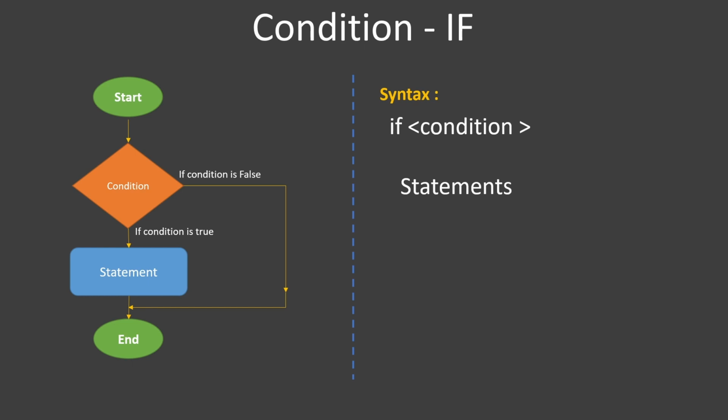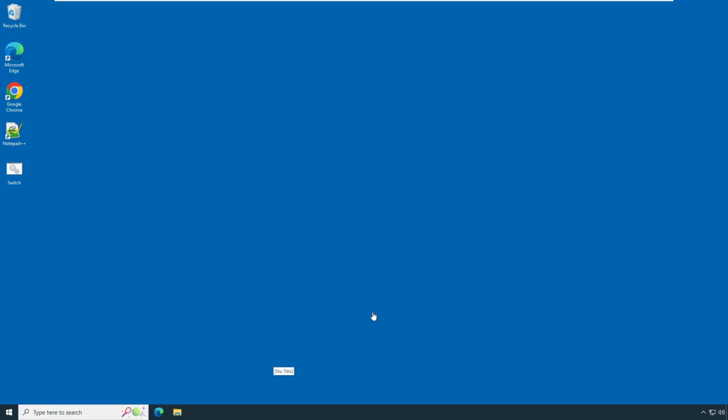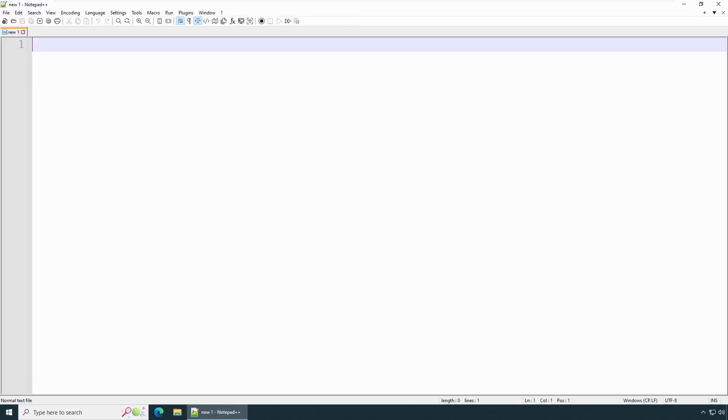And we can apply a check for state. Example: if URL contains success, click a button, kind of an operation. Let's look into an example, a deep dive into the if condition. Open your operating system, launch Notepad++, and we'll go with an example of the if condition.